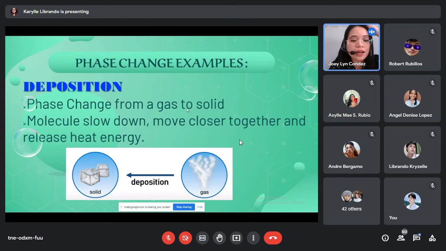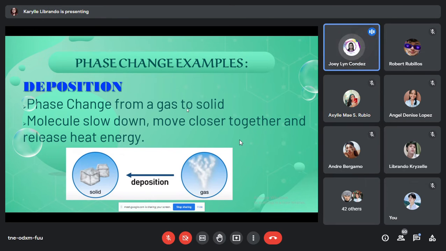So remember, a gas, if exposed to cooler areas, will condense, meaning it changes into liquid. But if its temperature is very cold, colder than the freezing point, that means the gas can change directly into solid without passing the liquid phase. We call that process deposition. The molecules slow down, move closer together, and release heat energy.